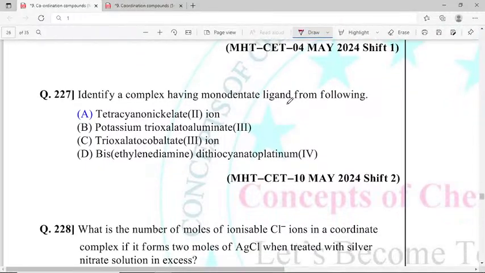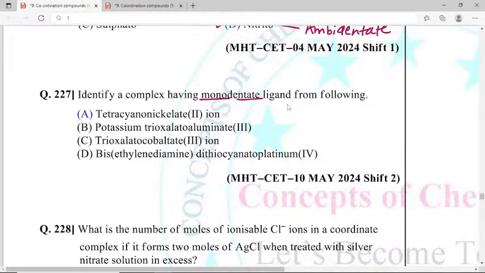Identify a complex having monodentate ligand. Monodentate. Mono stands for one, dentate for electron donating. So this is tetra. Tetra stands for 4. Cyano. Tetracyano nickelate. Anionic complex. So this is called tetracyanonickelate. Monodentate ligand. This is trioxalato. Oxalato is bidentate. Trioxalato bidentate. Ethylenediamine is bidentate.